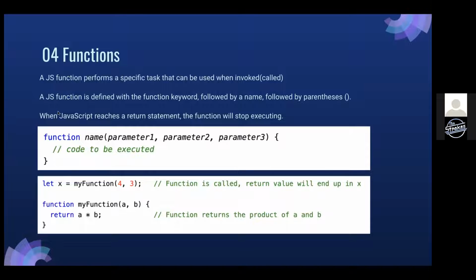So yeah, this is a very simple function right here. Function myFunction(a, b) returns a times b. So you call it over here, myFunction, and these are the parameters 4 and 3, and it gets multiplied and returned and set to this variable x. As you can see, they're using the let variable declaration keyword because it's better.